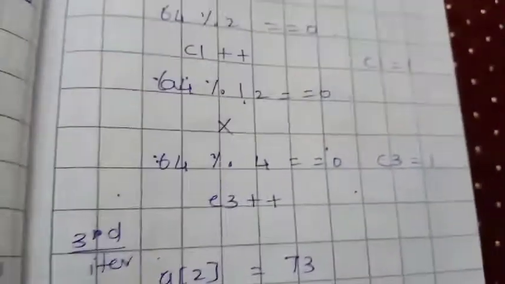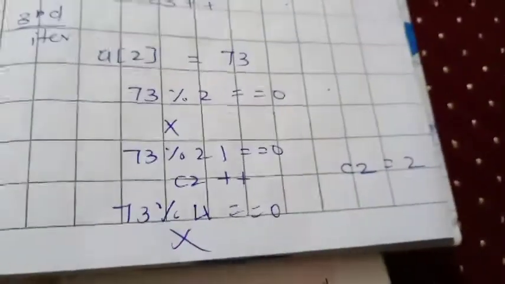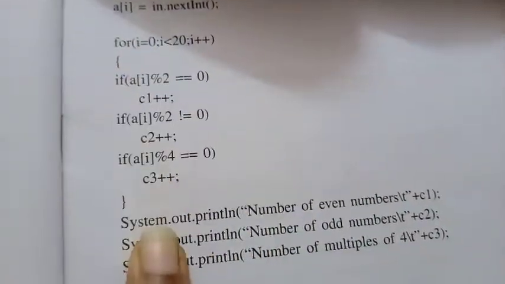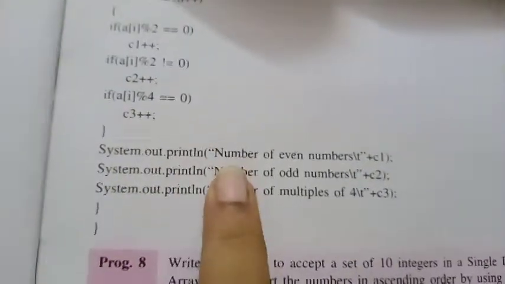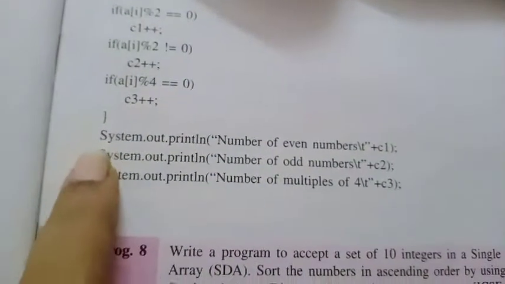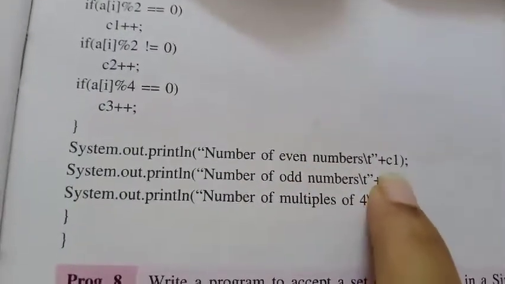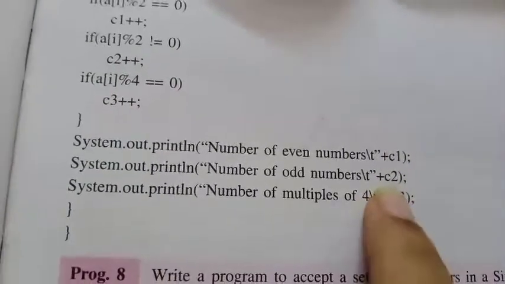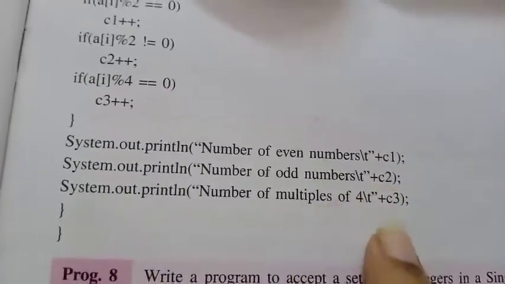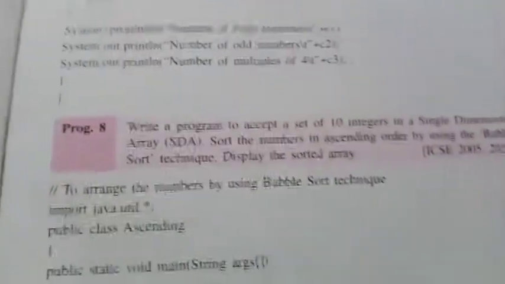Okay. This is the way it checks the array numbers. It checks until the last number, and the counter values will be increased according to the numbers it encounters. Then after the loop is over, it will come out and System.out.println will print even numbers using the C1 counter, odd numbers using C2, and multiples of 4 using the C3 counter.